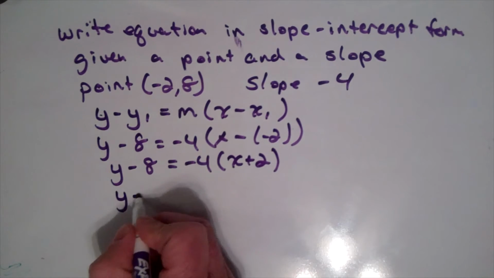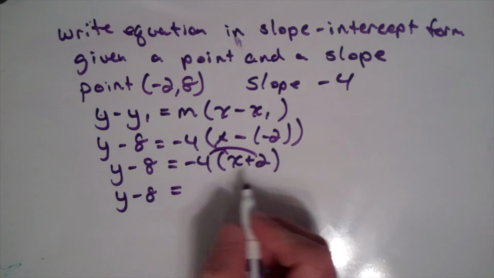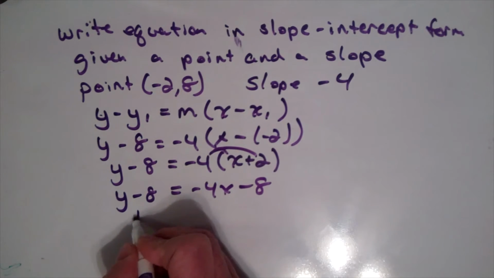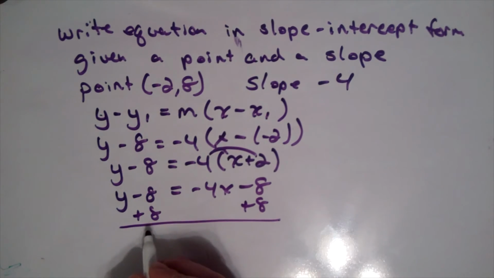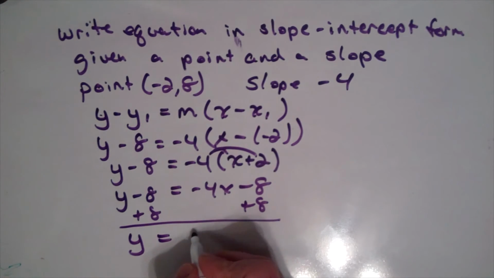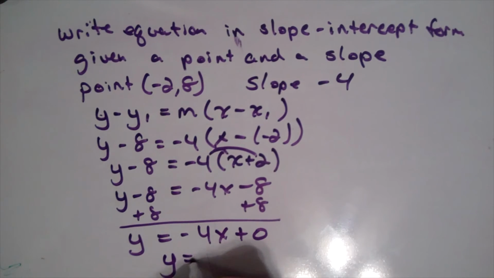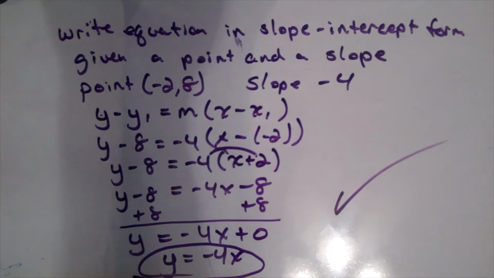Now I'm just going to solve for y. Y minus 8 equals -4x, have to distribute, so you have -4x minus 8. Now add 8 to both sides, and you end up with y equals -4x plus 0, which is y equals -4x, which would be the answer. So this has a y-intercept of 0 and a slope of -4. And that's it. Boom. Done.